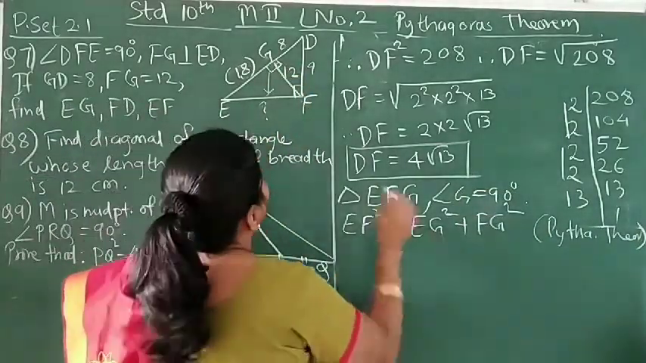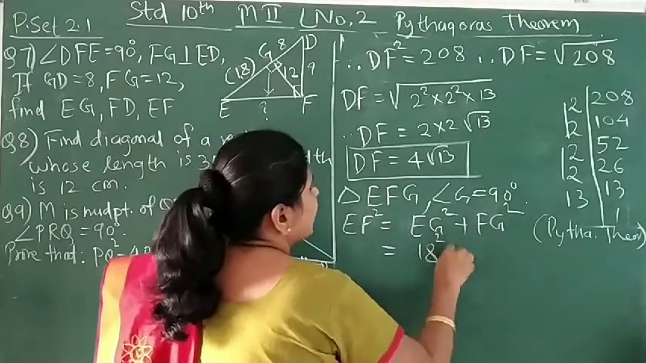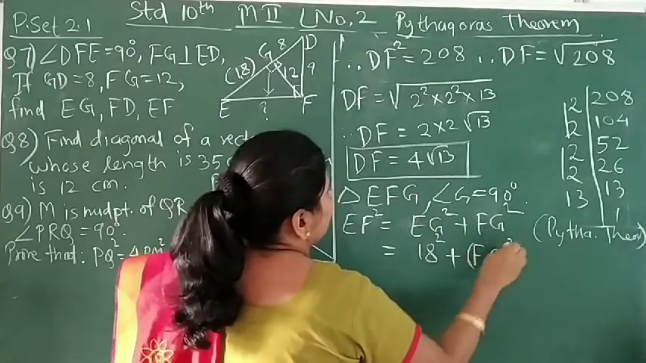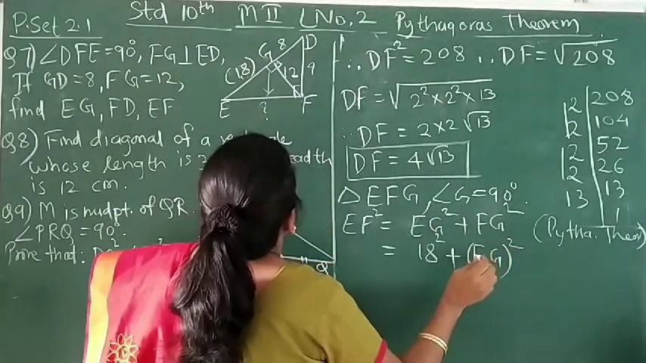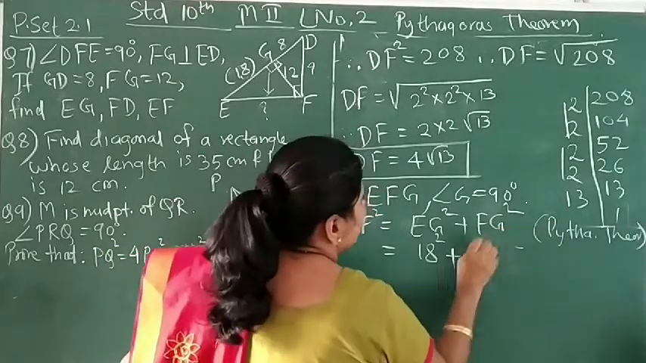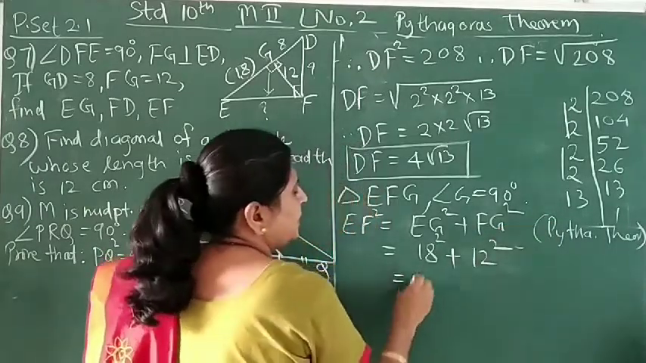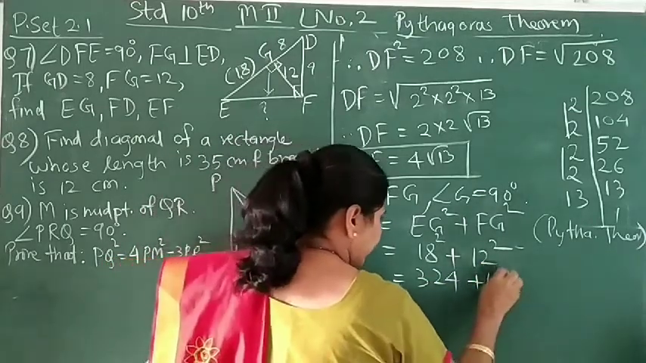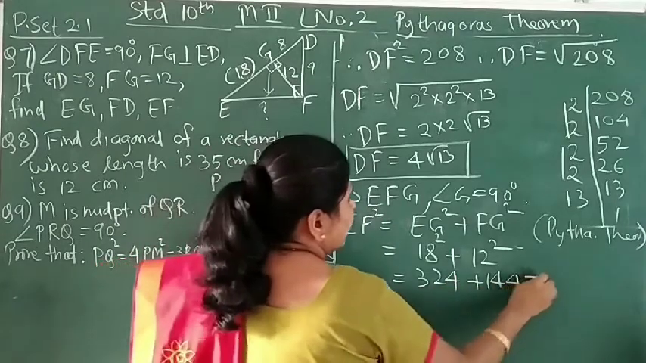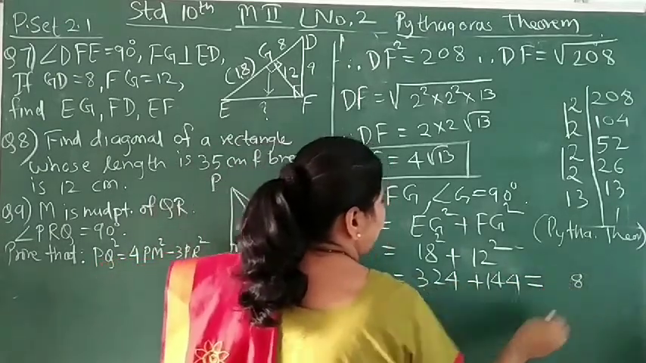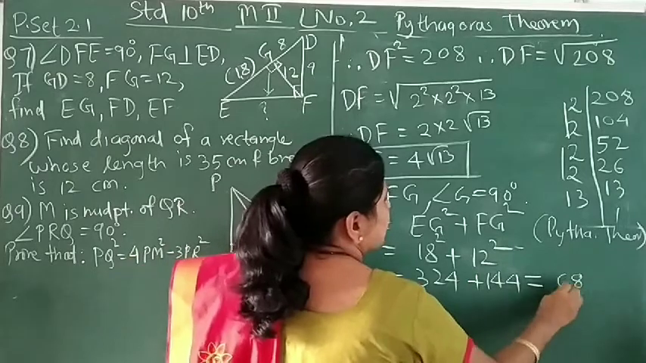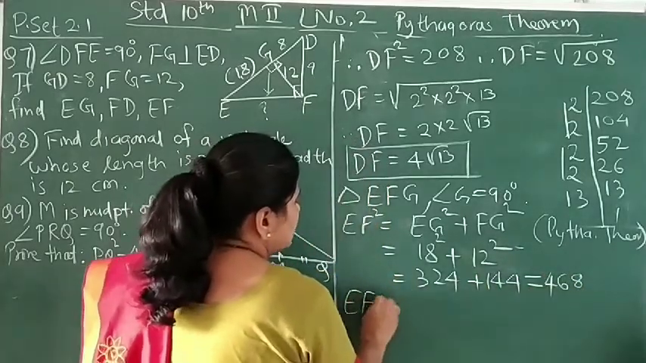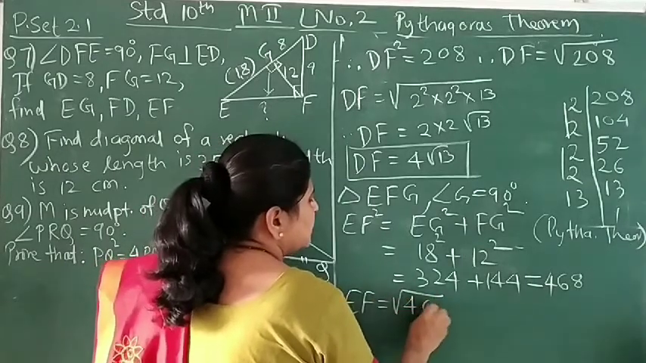Now EG square is your 18 square plus FG square, which is 12 square. So 18 square is 324 plus 12 square, which is 144. So take the addition of this. 4 plus 4 is 8, 2 plus 4 is 6, 3 plus 1 is 4. 468. So EF is going to be the square root of 468.